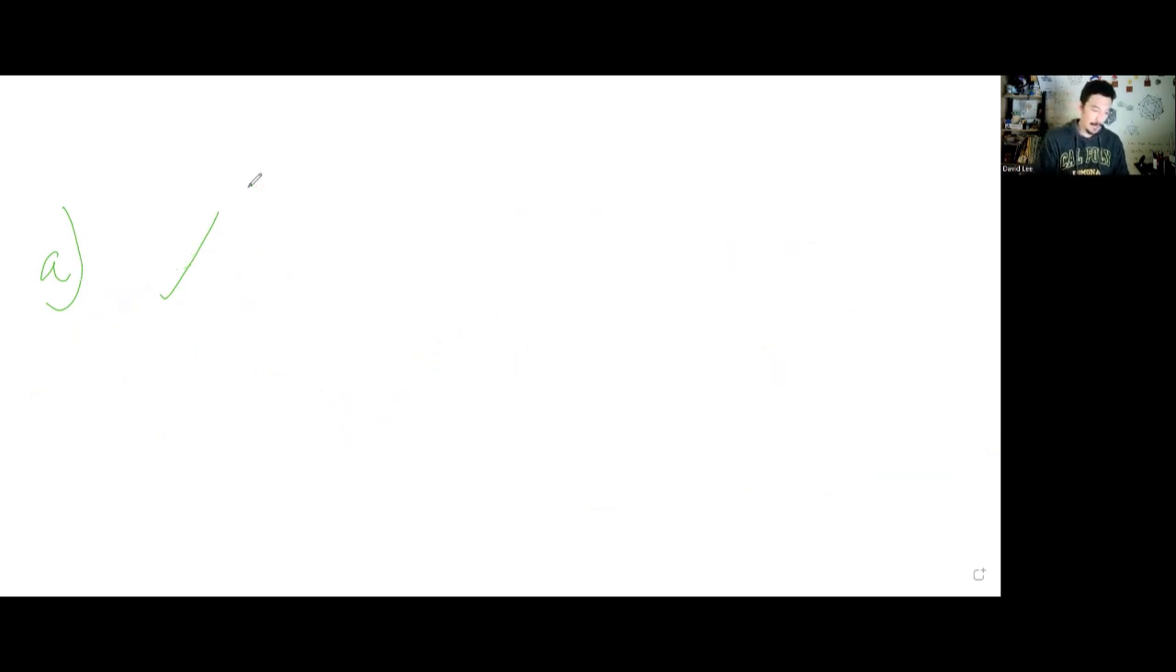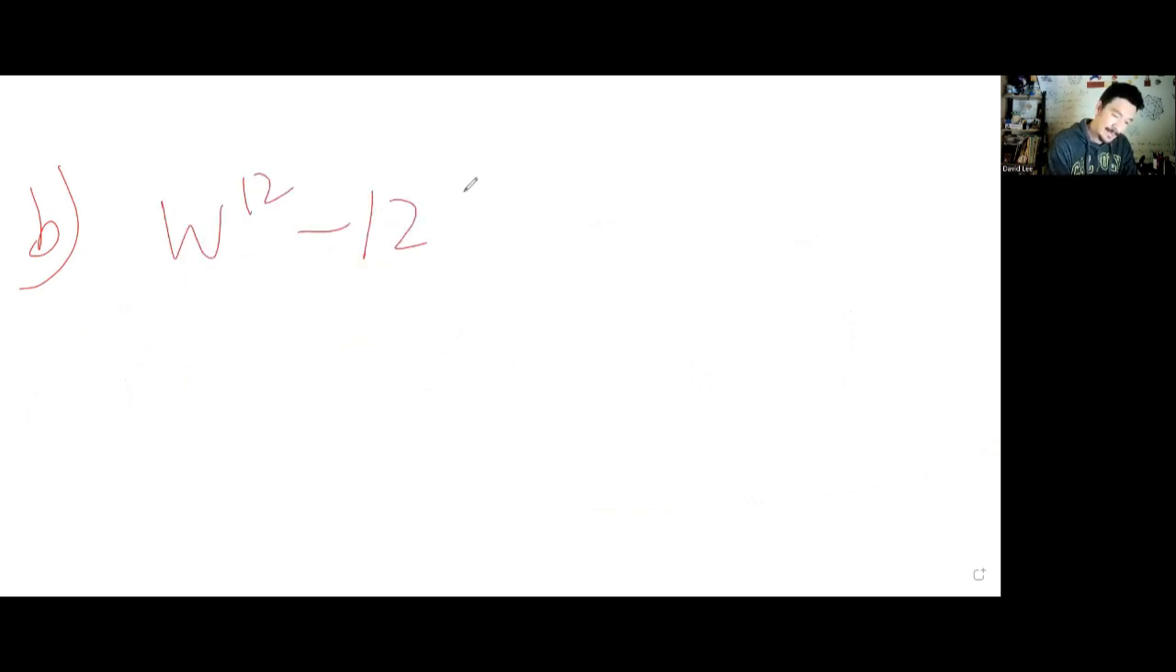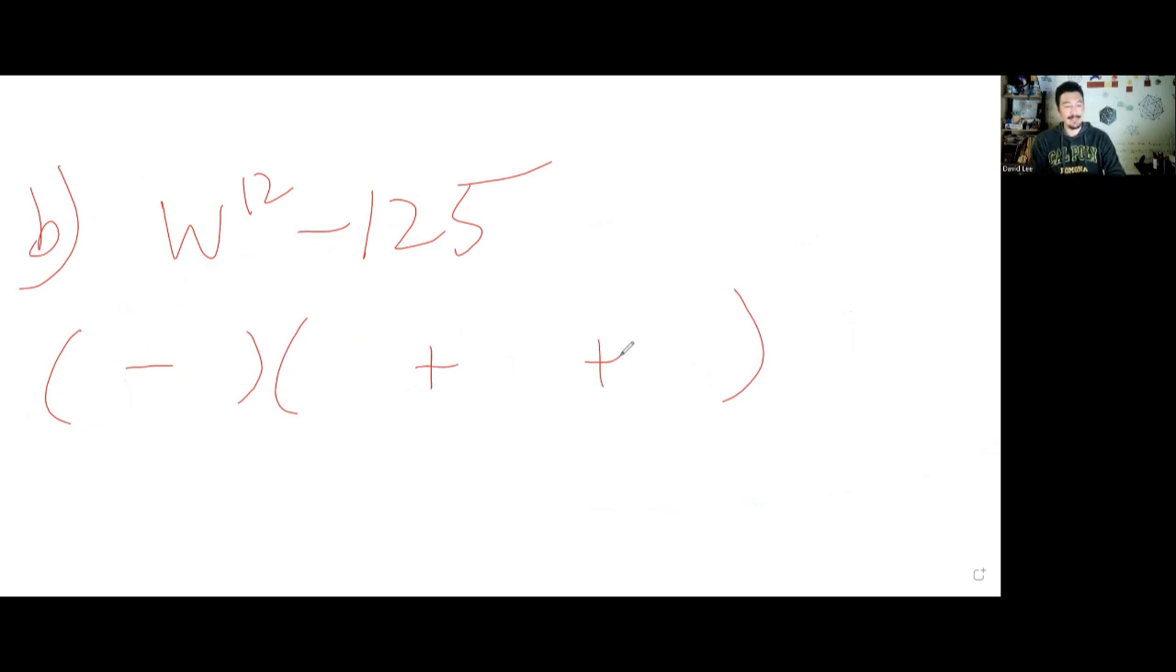Okay, one more, or a couple more. Example B. Let's go with w to the 12 minus 125. Okay, this is a difference, and these are cubes. So let's set up our parentheses. Minus, plus, plus.